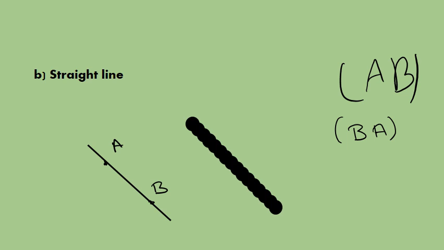Both are correct. So if I have here points A, C, B, is line AC different from line AB? No, they are the same. They are the same straight line. That means A, B, and C are collinear.